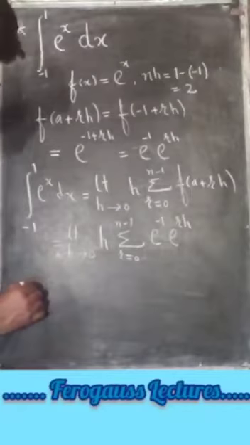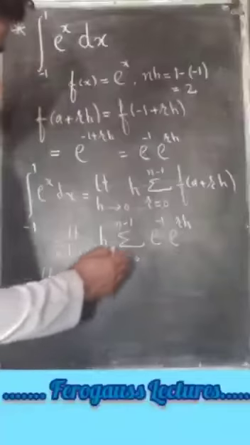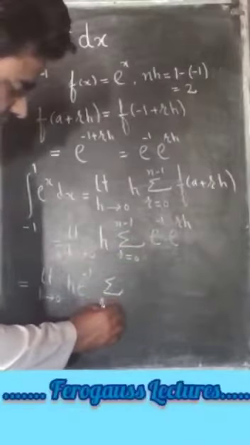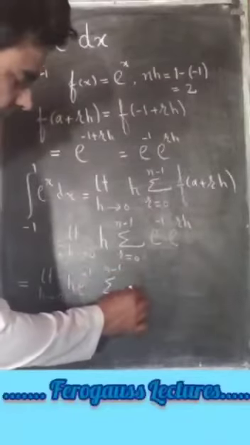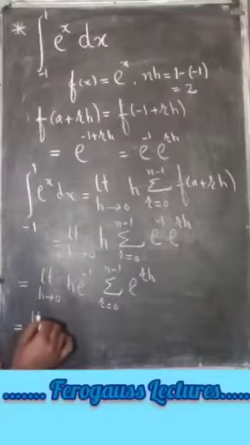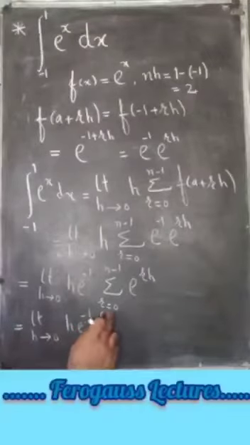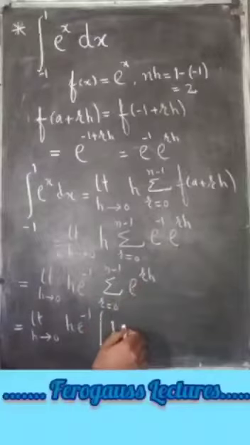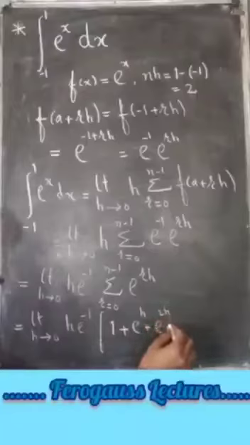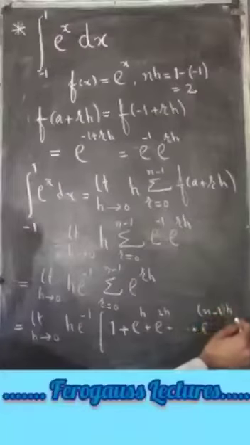or that is further equal to this limit h tends to 0 h times e raised to power minus 1, as e raised to power minus 1 is free of r, so we can write it here, then summation r running from 0 to n minus 1 e raised to power rh, which is further equal to limit h tends to 0 h times e raised to power minus 1, then when r is 0 we get 1, e raised to power 0, that is 1, plus when r is 1 we get e raised to power h, plus e raised to power 2h, and so on, plus e raised to power n minus 1 h. Okay?